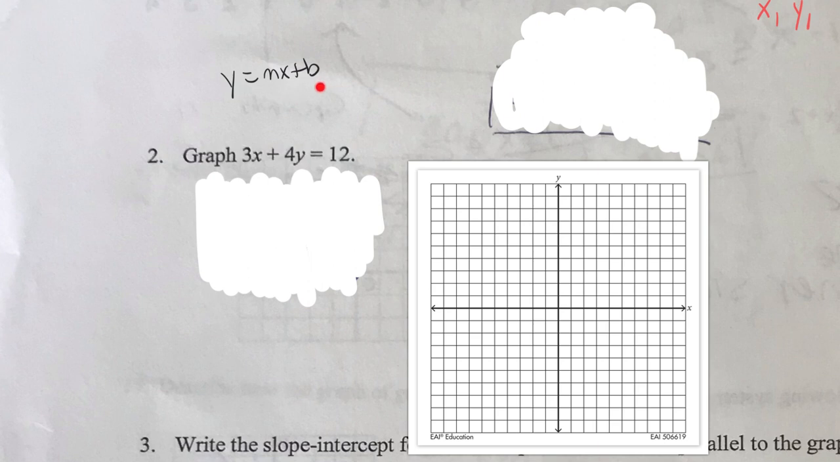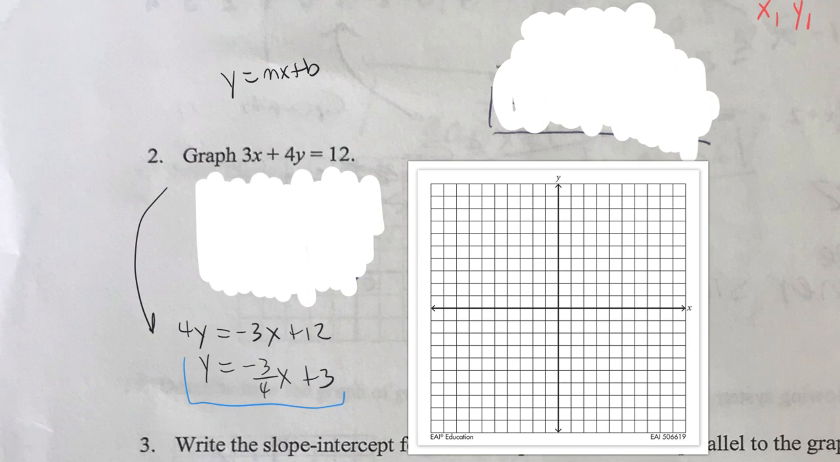And you might notice that slope-intercept form has this y completely by itself. So that's what we're going to do. We got to get this y by itself. And obviously that's going to be a matter of subtracting 3x from both sides. So we would have 4y equals negative 3x plus 12. We could then divide everything by 4, giving us y equals negative 3/4 x plus 3.